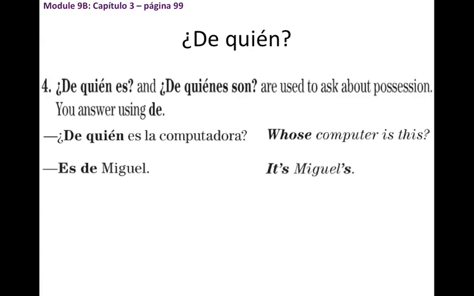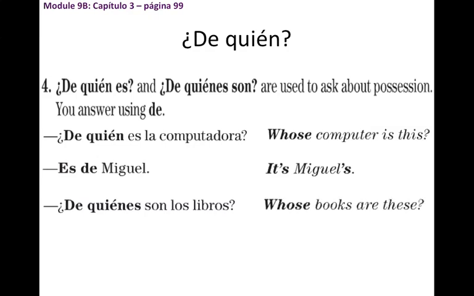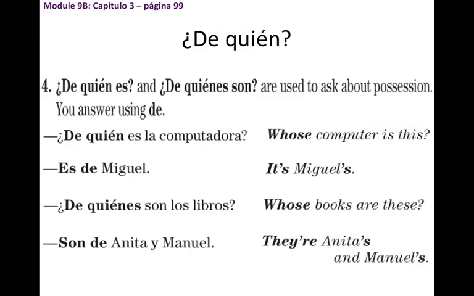It's Miguel's. The apostrophe S for possession does not exist in Spanish. So we can't say es Miguel's computadora. We would have to say es la computadora de Miguel. And again, we'll get into this later in the module. Plural, ¿de quiénes son los libros? Of whom are the books? Whose books are they? would be the air quotes translation. Son los libros de Anita y Manuel, or son de Anita y Manuel. They're Anita's and Manuel's. Again, no apostrophe S. We have to say son los libros de Anita y Manuel.